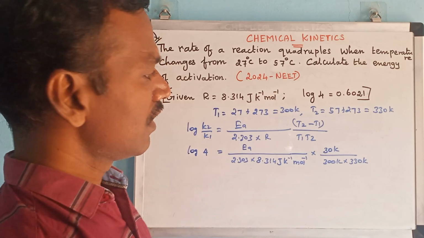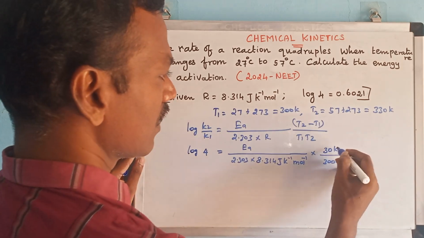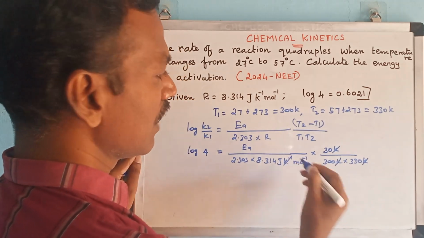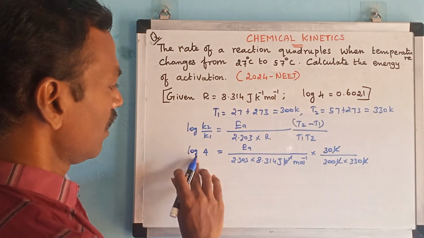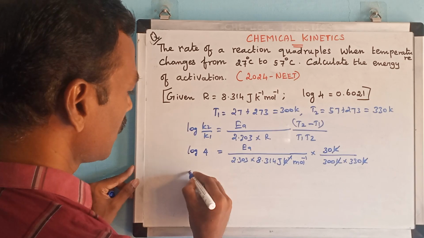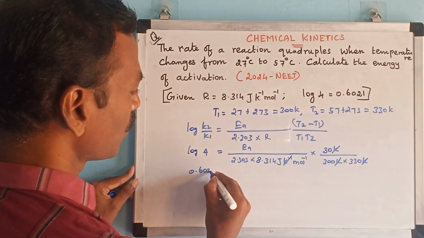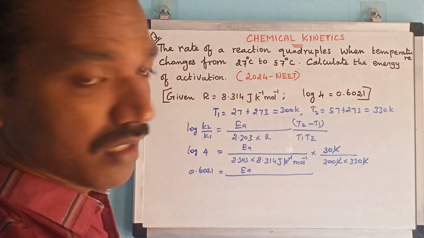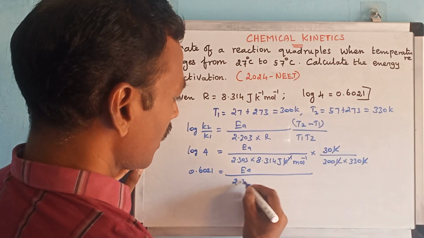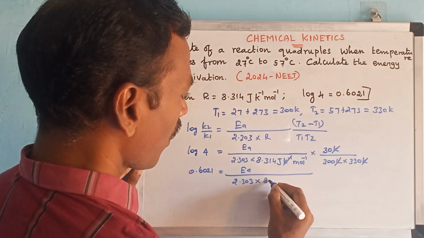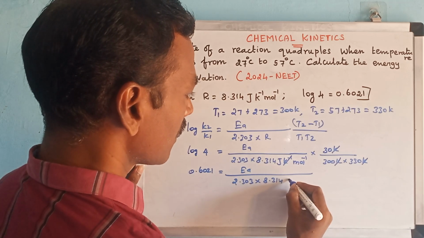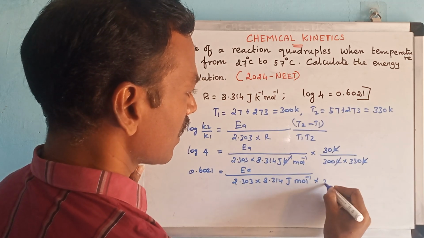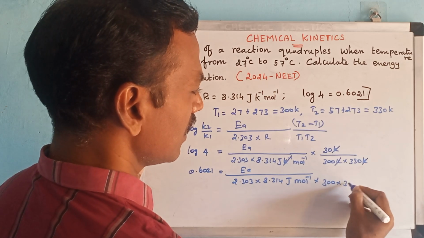Now cancel the units. Kelvin per Kelvin will be cancelled. Now log 4 value is 0.6021, equal to energy of activation divided by 2.303 into 8.314 joule per mole into 300 into 330.